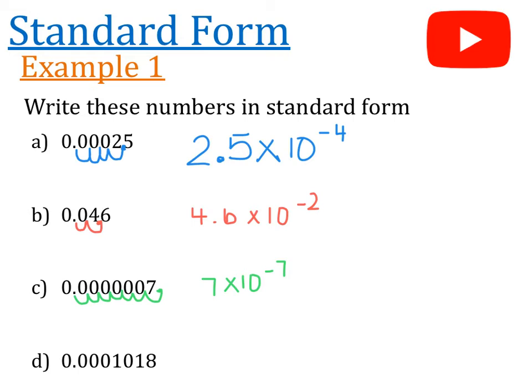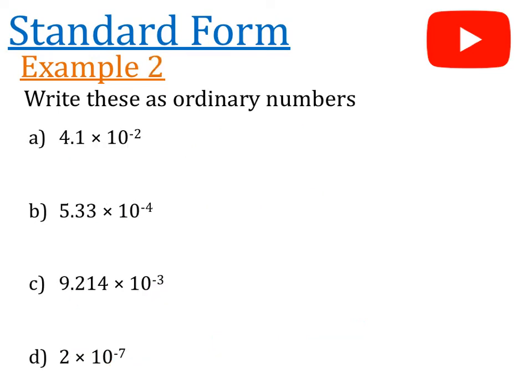All right, and the last question, let's try that one as well. I need to move the decimal from right here to 1 point something. So we move 1, 2, 3, 4 places. I get 1.018 times 10 to the power of minus 4. All right, and that is the main idea for today's lesson, writing really tiny numbers in standard form so they all have a negative power.